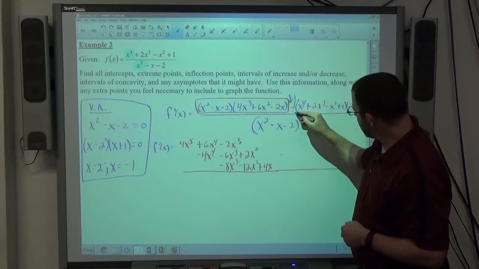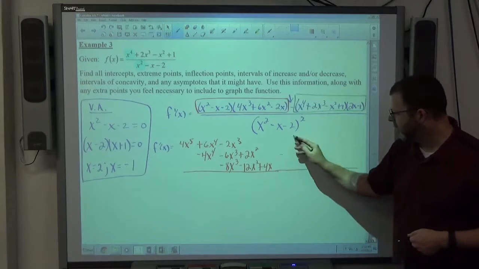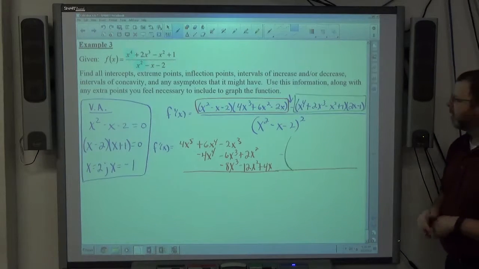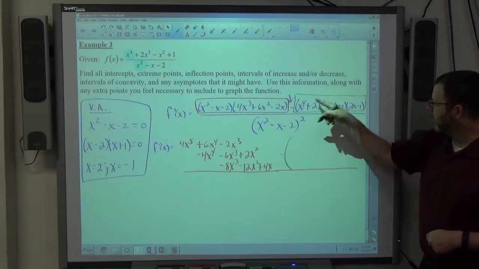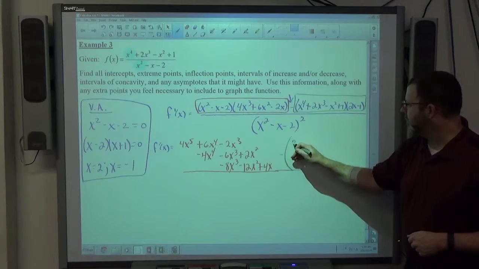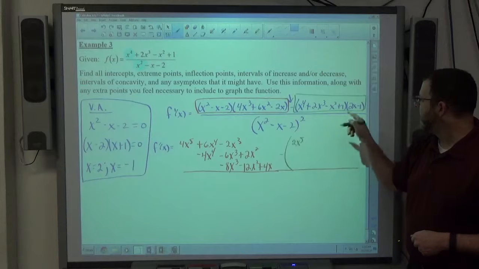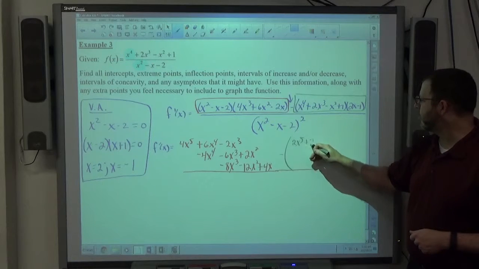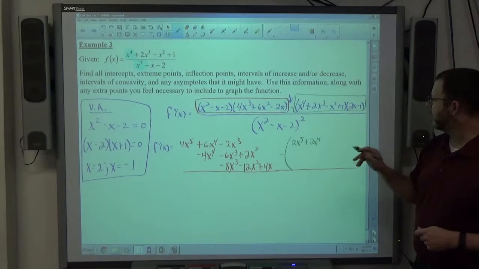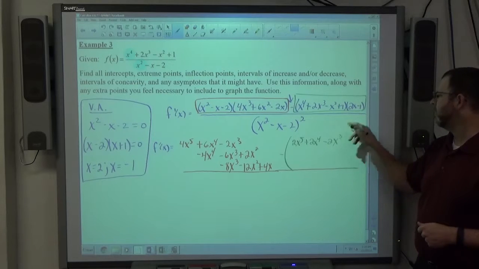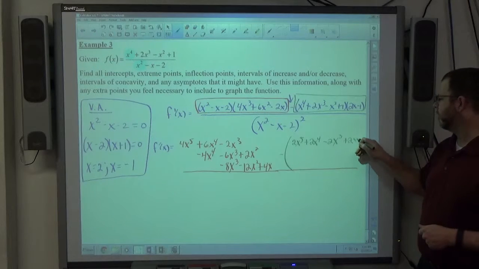Minus, and then I'm going to multiply all this stuff in green. Again, I'm going to keep parentheses around this. Now let's go 2x times everything. So 2x times x to the 4th is 2x to the 5th. 2x times 2x cubed is 2x to the 4th. 2x times negative x squared, negative 2x cubed. 2x times 1 is plus 2x.